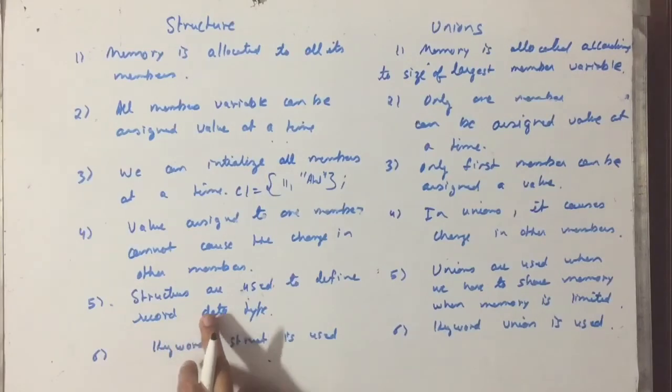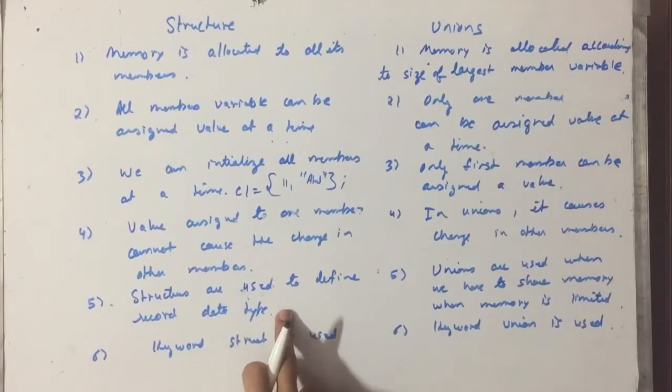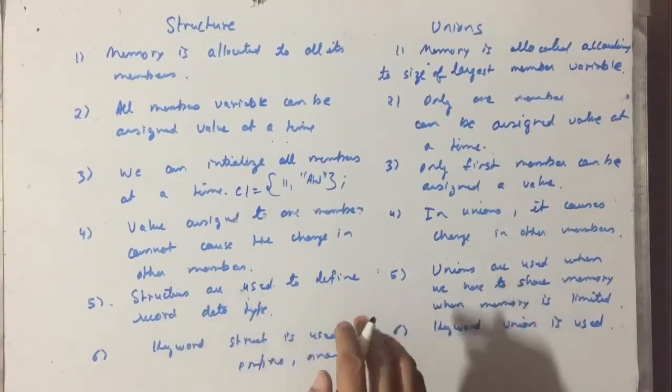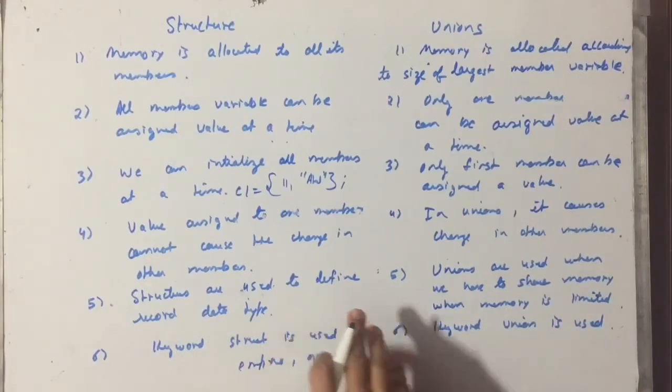Structures are used to define a record data type. Taking the example of employee, it becomes a record, since in employee we are reading two things, employee number and employee name. So this is one record, employee number and employee name. We can have employee salary, employee designation. So if we have to create a record of something, structures are basically used.